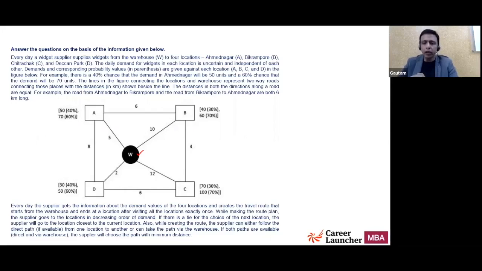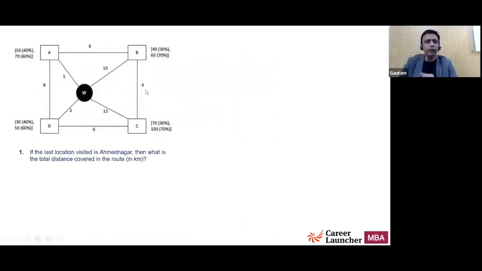Most importantly, when we're calculating this, it is clearly said that while creating the route, the supplier would either follow the direct path if available, or would choose a path that would have the minimum distance. So either you can go through the direct route or you have to go through the warehouse, and those are the only 2 possible ways that you can go from one location to another location. Now, starting with the question that was following it.